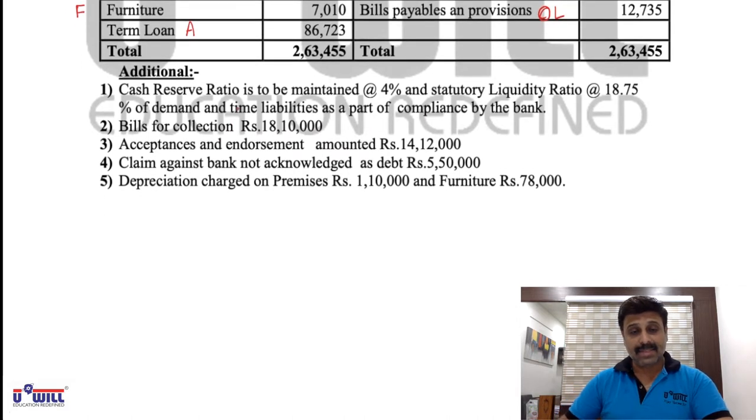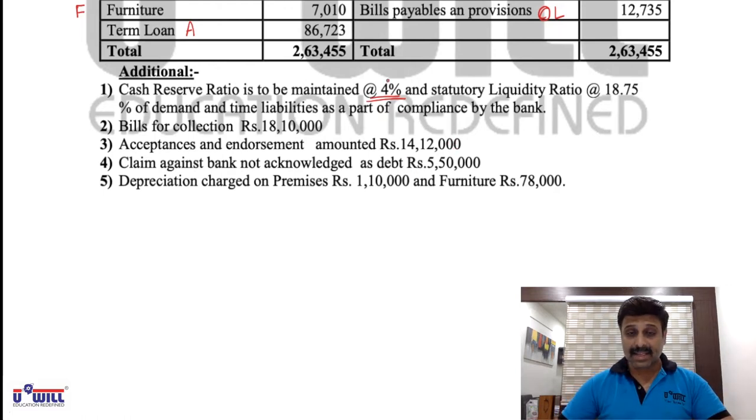Now look at the adjustments. Cash reserve ratio is to be maintained at the rate of 4%. By the way, currently the CRR kept by RBI is 3%, but that is minimum. Means all the banks are required to keep minimum 3% CRR with RBI. But if banks want, minimum means they can keep more than 3% also.